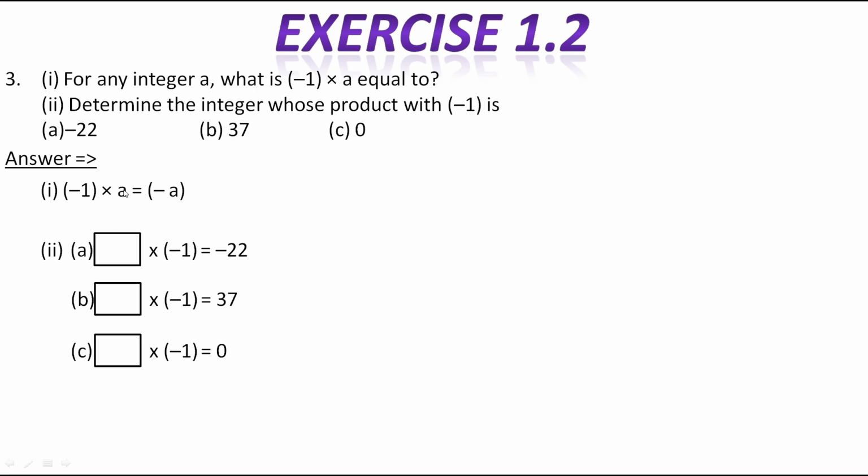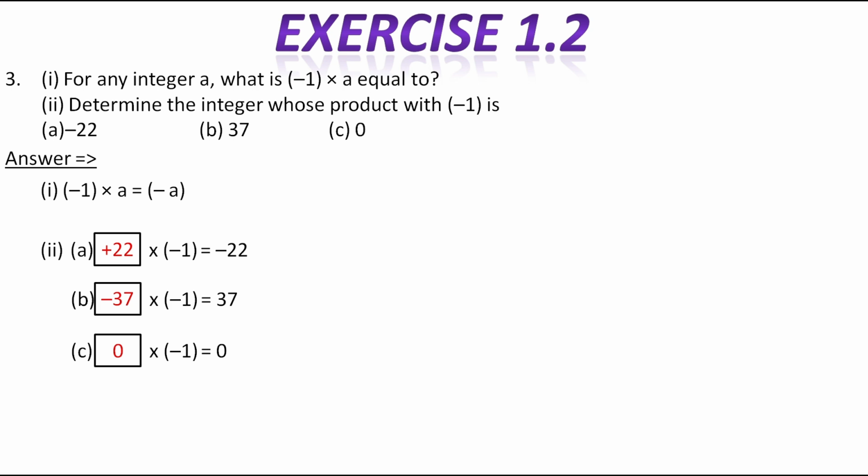Just now you saw that plus a is multiplied with minus 1 to get the answer minus a, right? Here the a is the same, just the sign is going to be changed. That means here the answer will be 22 only, but the sign is going to be changed. So the first answer is plus 22. Here 37 is with plus sign, so the answer will be minus 37, and 0 will not have any sign, so 0 will be 0 only.